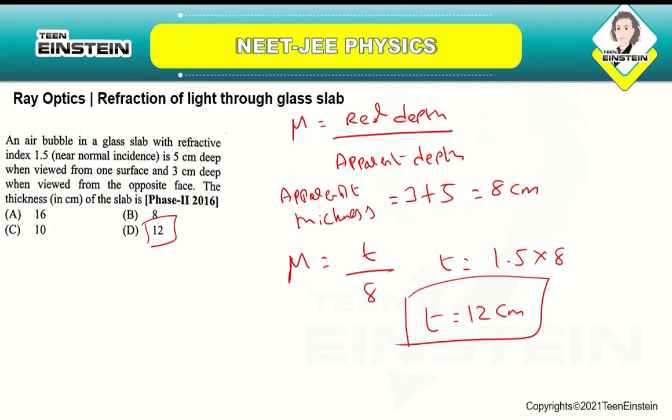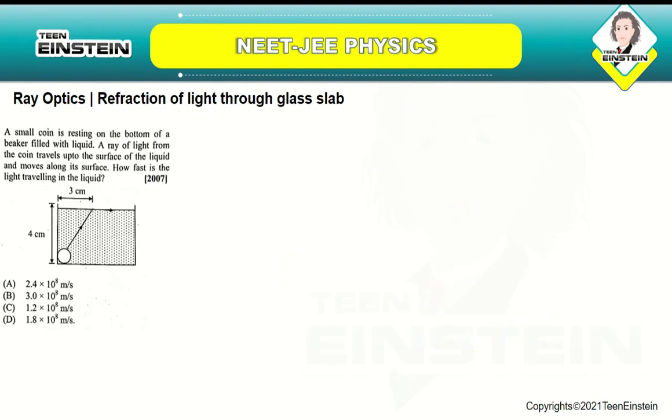Just we are making use of the refractive index formula, where it is the ratio of the real depth and apparent depth, and then you are finding out the apparent thickness. From that you are substituting it in the formula for the refractive index. So, it is T by 8. So, you can easily find out the thickness of the slab, which is around 12 centimeters. Let us now go to the next question.